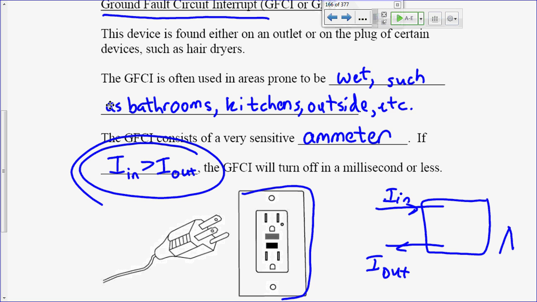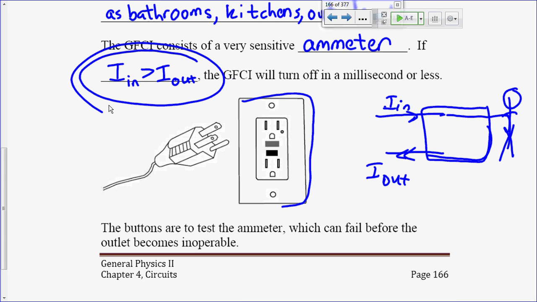So normally, you have current coming in, and then some of it goes through you, and then the rest of it goes back out here. If I in is ever bigger than I out, that's very, very bad, right? Because that means that you're losing current somewhere, and probably through a person, somebody that's touching something. And so it always checks that. Is I in bigger than I out? And if that's ever the case, it turns off.